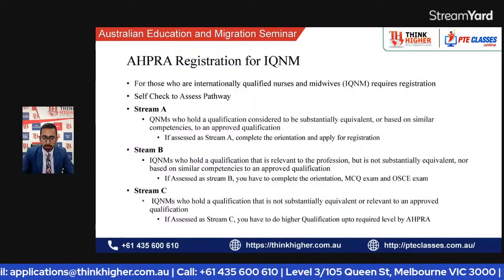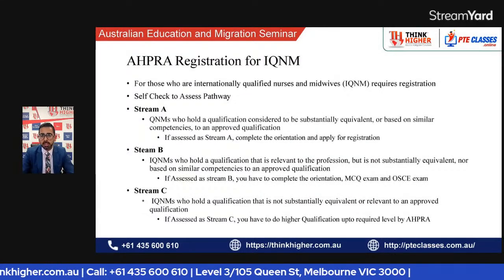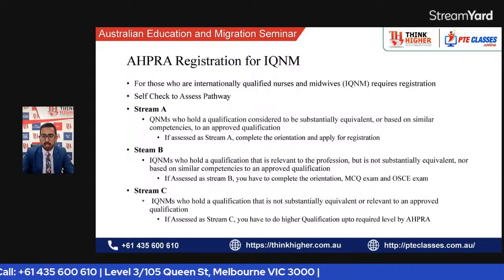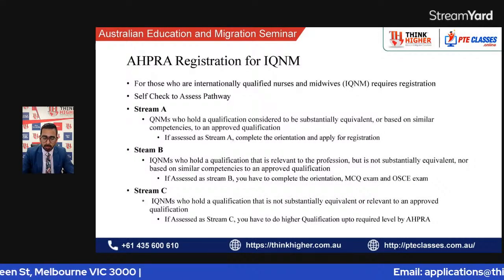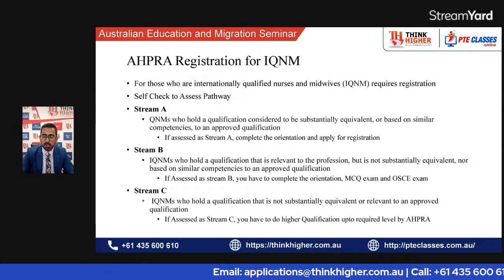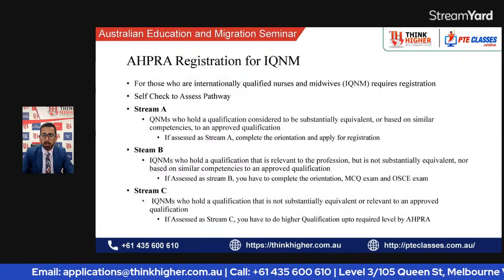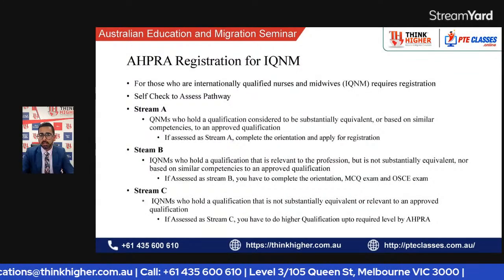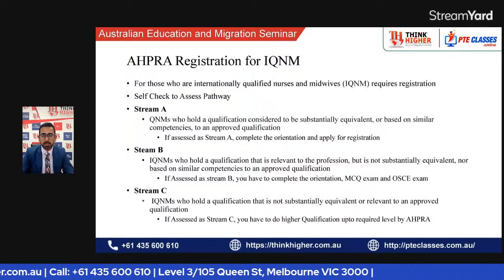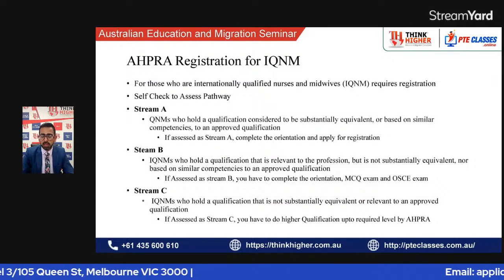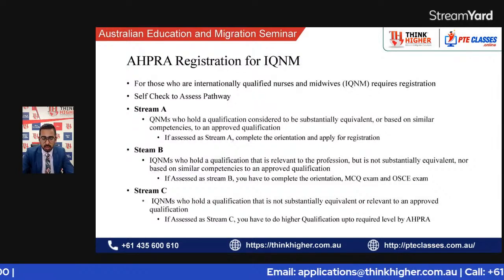Then stream B requires you to have an MCQ test and then an OSCE exam. So these two exams need to be done if you fall under stream B. MCQ exams can be taken overseas as well. There are specified centers out there, but mainly AHPRA has more of their centers in Australia. They seldom do one or two tests overseas. So you have to do MCQ, and then you have to do an OSCE exam, which is mainly in Australia.